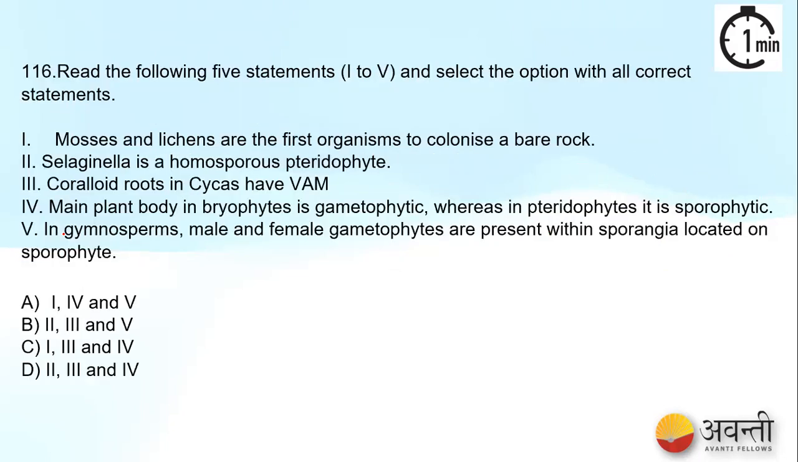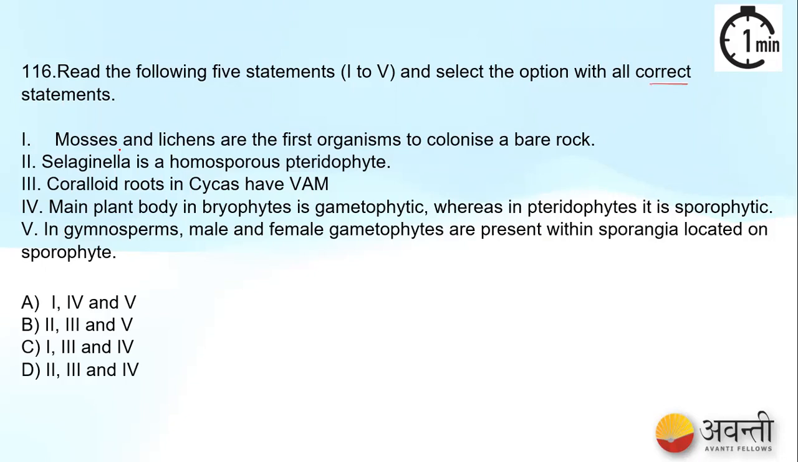Read the following 5 statements 1 to 5 and select the option with all correct statements. Mosses and lichens are the first organisms to colonize a bare rock. Selaginella is a homosporous pteridophyte. Coralloid roots in Cycas have VAM. The main plant body in bryophytes is gametophytic, whereas in pteridophytes it is sporophytic. In gymnosperms, male and female gametophytes are present within the sporangia located on the sporophyte. Okay. So let us see which are the right options. Okay, we have to select the correct options.